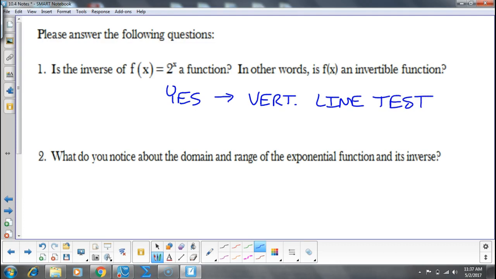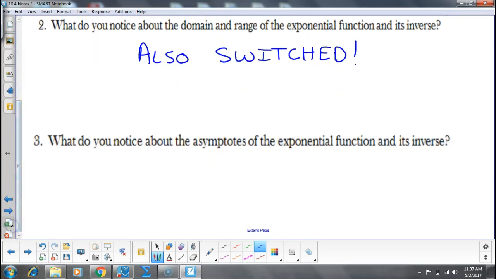What do you notice about the domain and the range from the function to the inverse? They switched too, right? So, what did you notice about the asymptotes? They switched too.